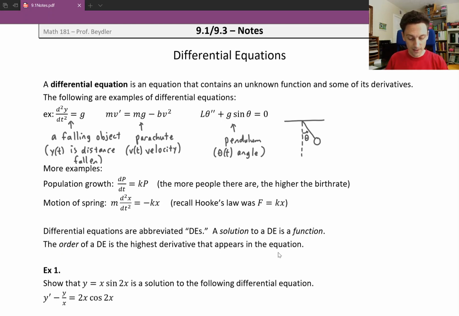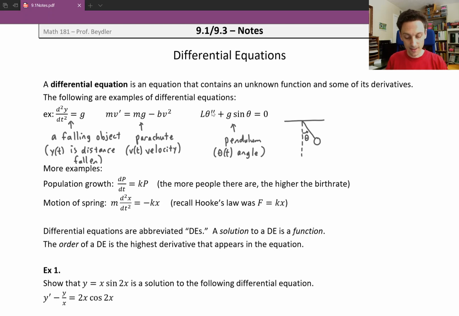One more bit of vocabulary is that the order of a differential equation is the highest derivative that appears in the equation. So running through our examples, the highest derivative we see in the first example is a second derivative, so that's order 2. The highest derivative we see in the second example is a first derivative, so that's order 1.